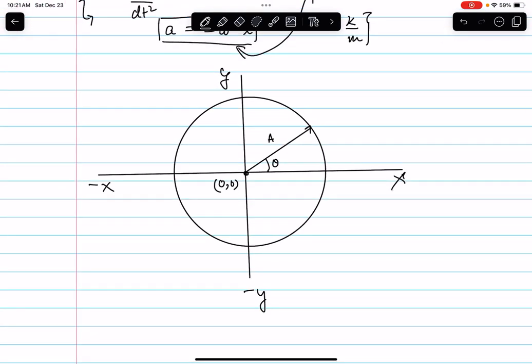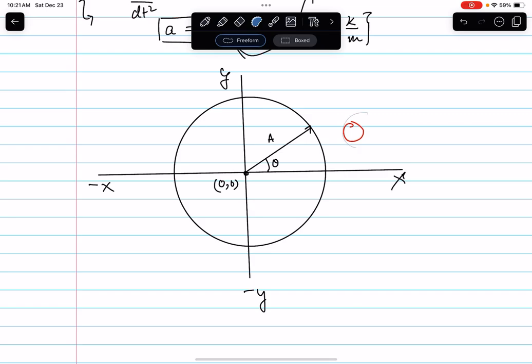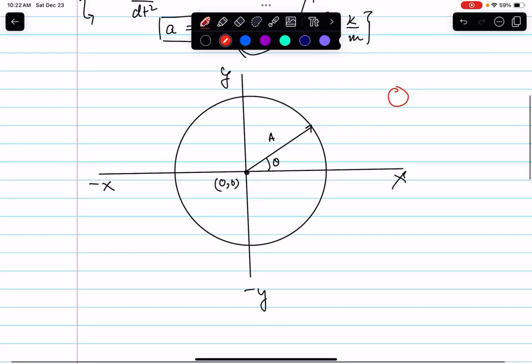Now the main idea for this is that, let's say you have an object, some sort of circle, and you're just going in circular motion like this. Okay, so one thing you need to know is that if you go in this direction, you're going in the direction of positive theta, and if you go in this direction, you're going in the direction of negative theta.